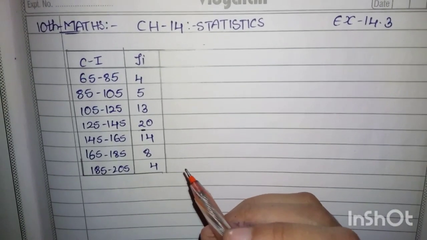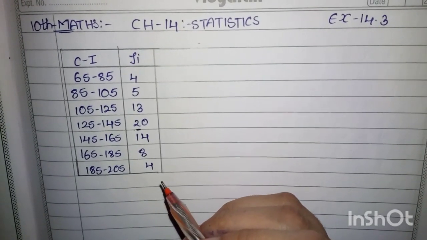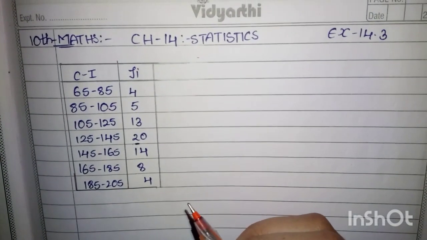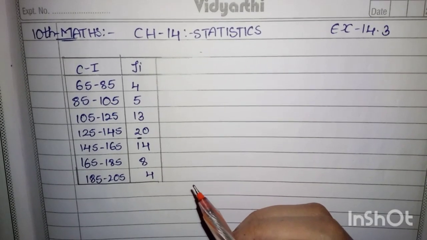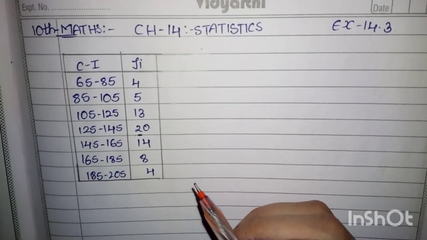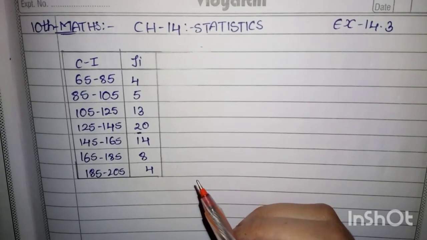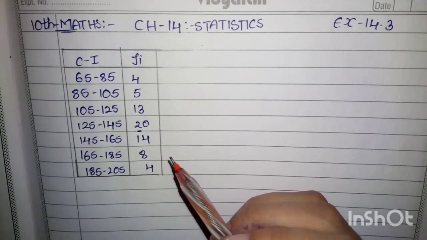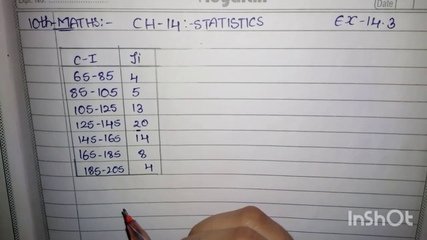So friends, I have copied the same sum here vertically. Well, we need to find the median, mean and mode. But for finding median and mean, we need extra columns. But for mode, from the given data only we can acquire it. So let us start with mode itself.